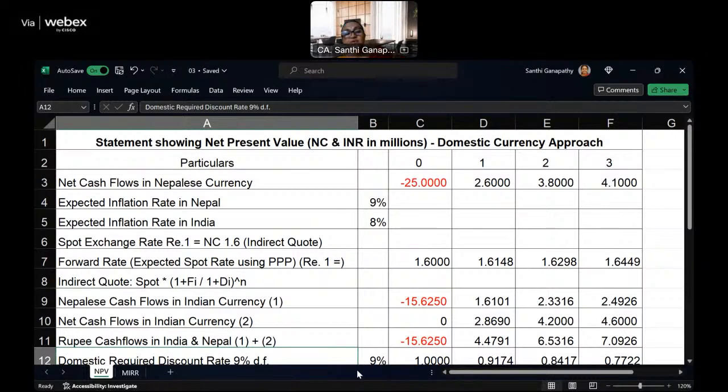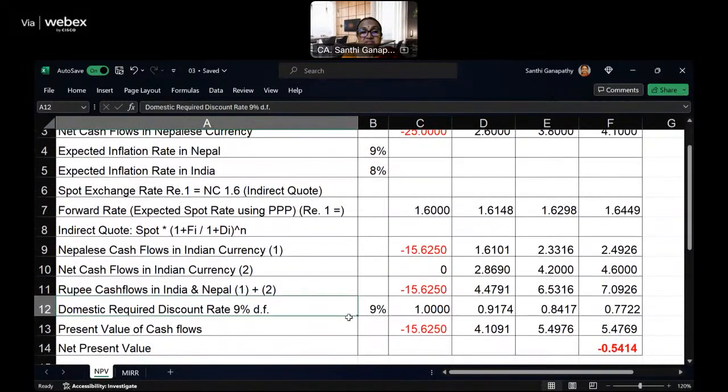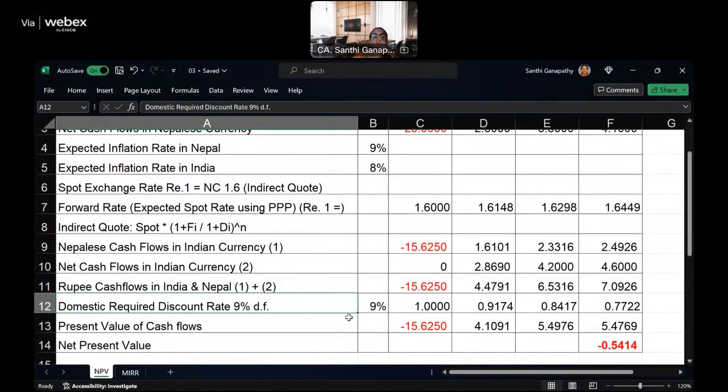Then the problem says forward. So I have mentioned forward rate, but then using purchasing power parity theory, what we find is only the expected spot rate and not the forward rate. This is why I mentioned that also expected spot rate. And then what is the cash flow? Indian currency. What is the total? Use the discount rate, get the net present value.